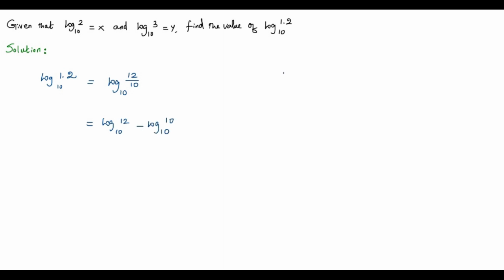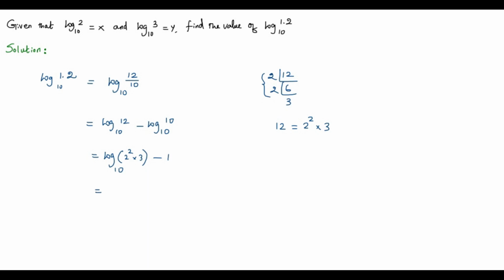In the next step, I am going to decompose 12 into the prime factors 2 and 3. 12 is an even number, so we can divide it by 2, we get 6. Again 6 is an even number, we can divide it by 2, we get 3. So 12 can be written as 2 times 2 times 3, that is 2 square times 3. So instead of 12 we can write log of 2 square times 3 to the base 10, and the value of this logarithm is 1 because the base and the argument are equal.